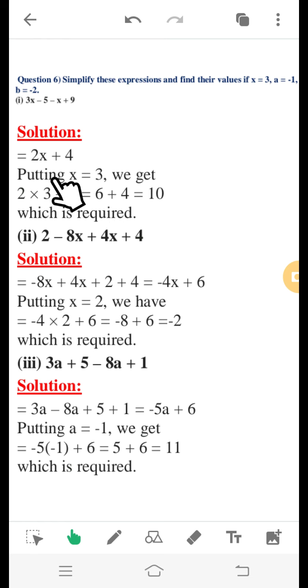Now put the value of x equal to 3. We get 2 multiplied by 3 plus 4. 2 3s are 6, plus 4 is equal to 10.